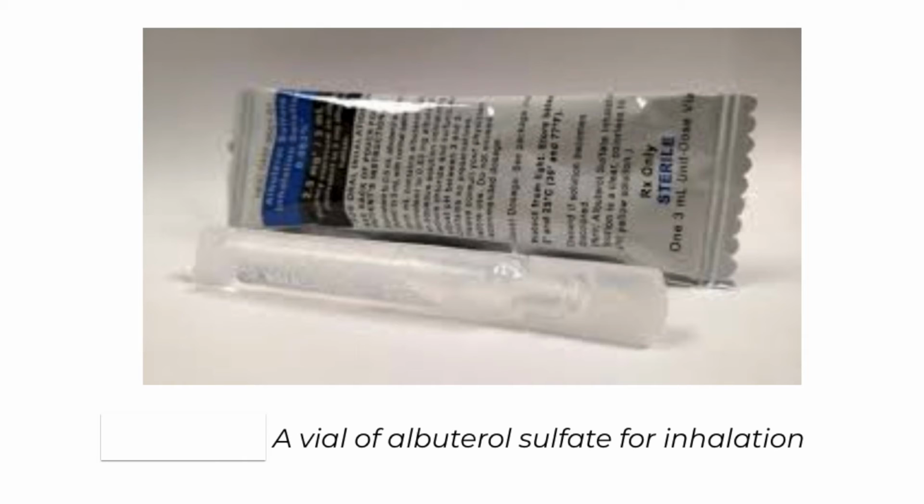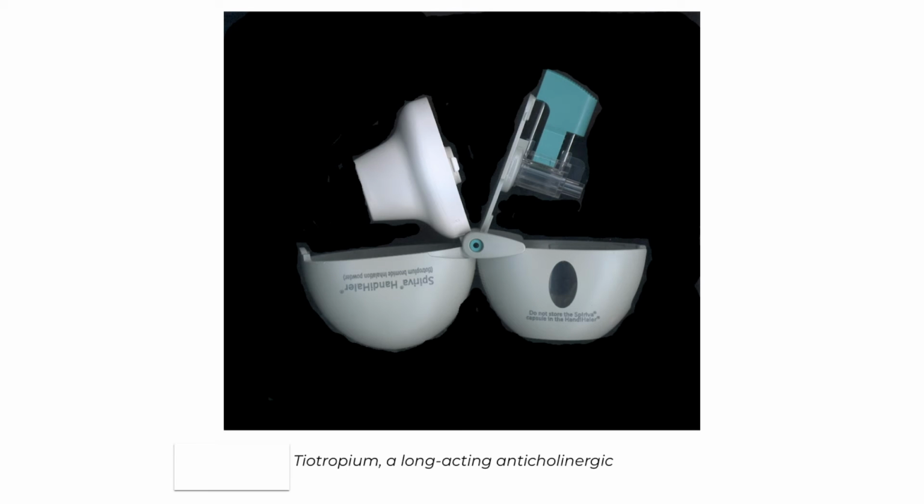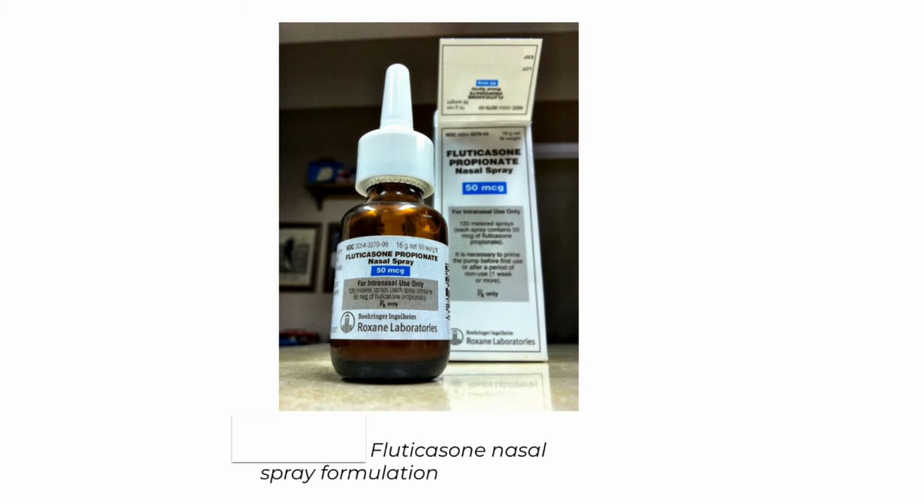In contrast to the conducting zone, the respiratory zone includes structures that are directly involved in gas exchange. The respiratory zone begins where the terminal bronchioles join a respiratory bronchiole, the smallest type of bronchiole, which then leads to an alveolar duct opening into a cluster of alveoli.